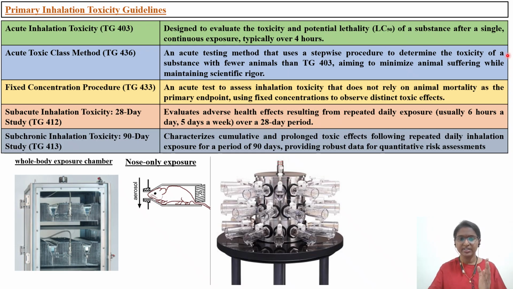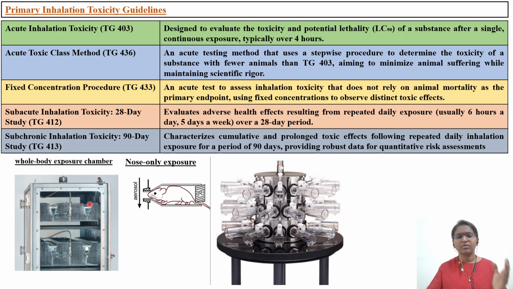Coming back to the 90-day inhalation study, it characterizes cumulative and prolonged toxic effects. The whole purpose of going for a chronic study is to identify whether this drug is causing any cumulative toxicity. Repeated daily inhalation exposure for a period of 90 days provides robust data for quantitative risk assessment. Whenever we are calculating PDE or some HBEL value, we want to have a chronic study, because this data will be extrapolated to humans, and human life span is around 60 to 70 years. So we can't take an acute or short-term study and extrapolate it to an HBEL for humans. Okay, so pause here.